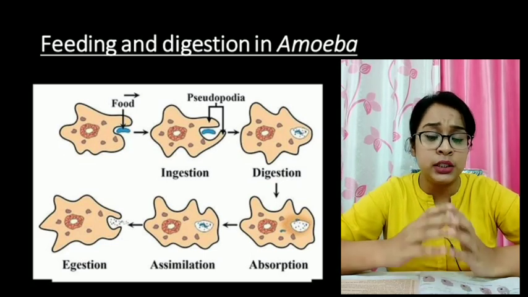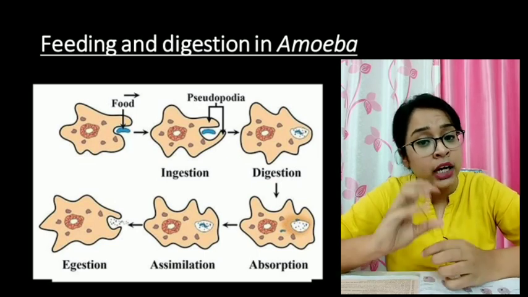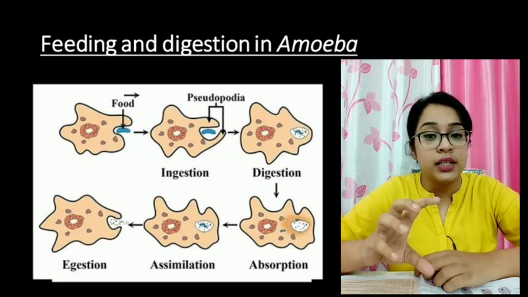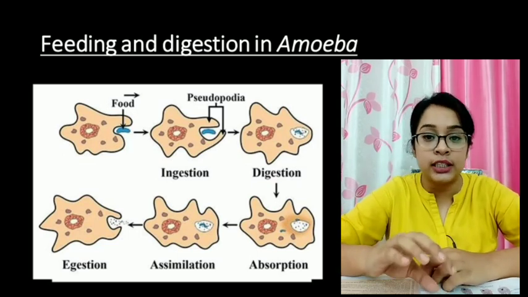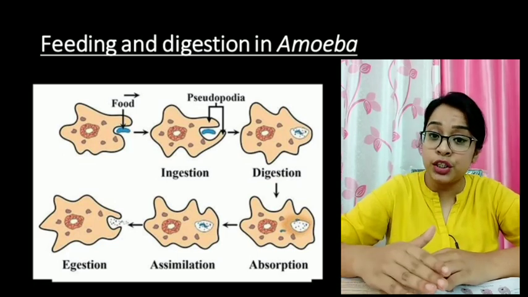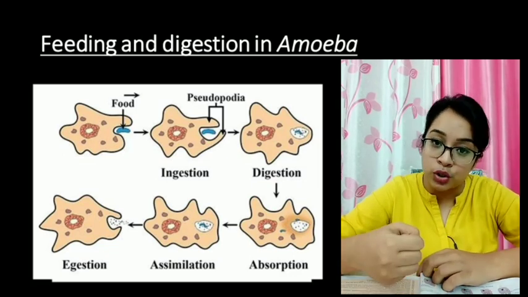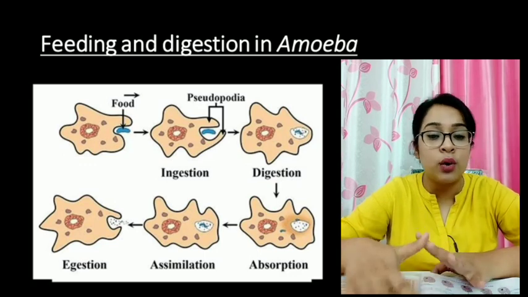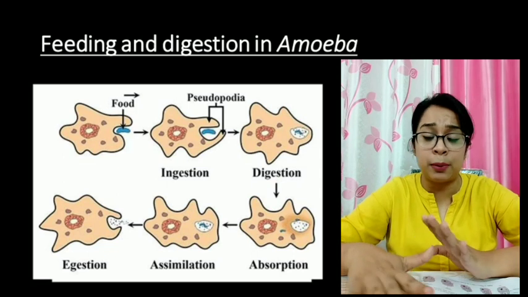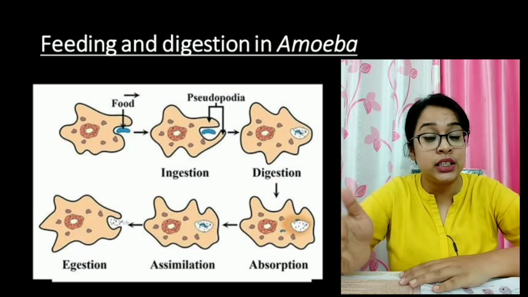And then the pseudopodia engulfs the food particle inside it. That food particle gets trapped inside the food vacuole. After getting trapped inside the food vacuole, the different digestive juices come into play and they digest the food. After digestion comes absorption. From the food vacuole, the digested food is absorbed and assimilated throughout the amoebal cell. After absorption and assimilation, the undigested or unwanted food is ejected out by the process of egestion.